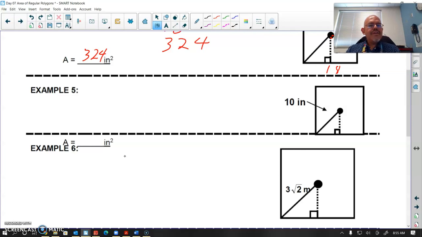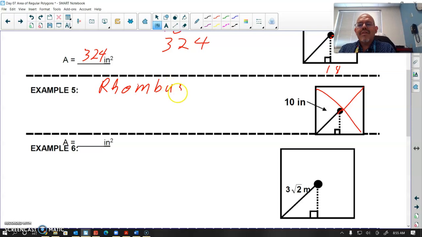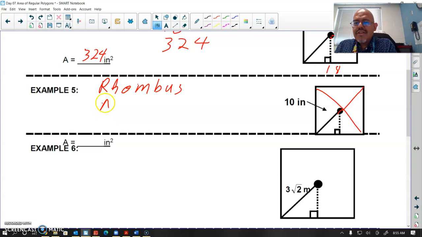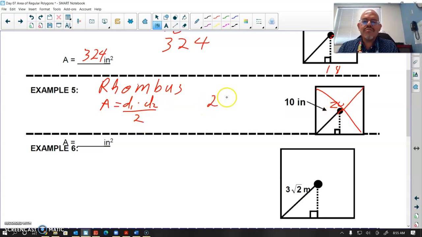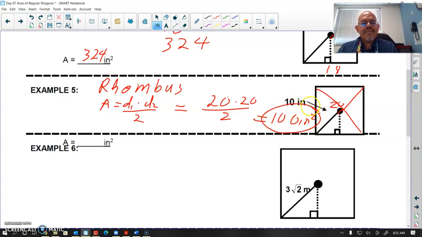Hey, this one's 10. Oh, wait a minute. We have a diagonal, and I'm going to tell you this is also a rhombus. So the area formula for a rhombus applies to this. Area is equal to diagonal 1 times diagonal 2 divided by 2. This diagonal is 20, and they're both the same. So it's 20 times 20 divided by 2, which gives you 100 inches squared. And that's your answer.